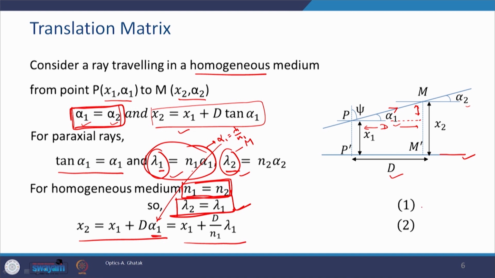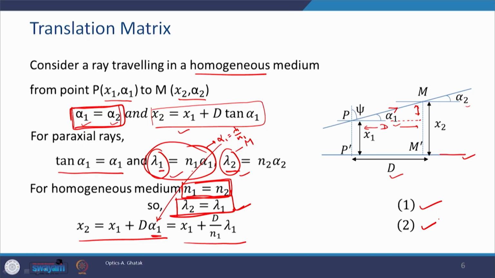These are the two relations which we got, equation number 1 and equation number 2. Equation 1 is lambda 2 is equal to lambda 1, and equation 2 is x2 is equal to x1 plus capital D by n1 into lambda 1. You see that on the left hand side of equations 1 and 2 it is lambda 2 and x2, while on the right hand side it is lambda 1 and x1. Now, the ray is travelling from P to M. Once we know the coordinates of P, then we can also know the coordinates of M. How? Through equations 1 and 2.